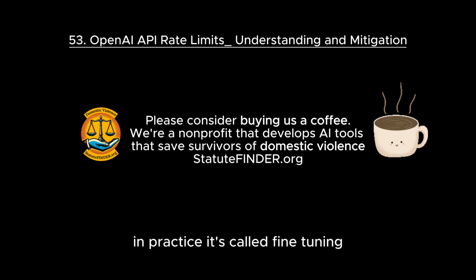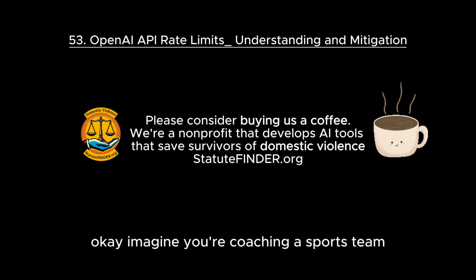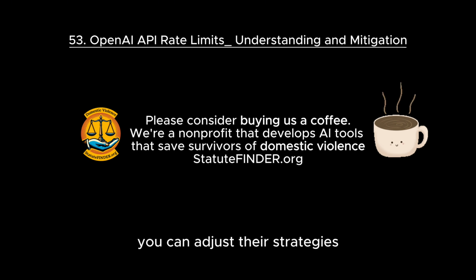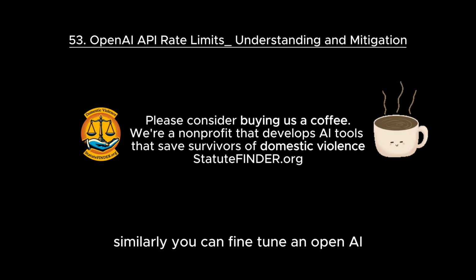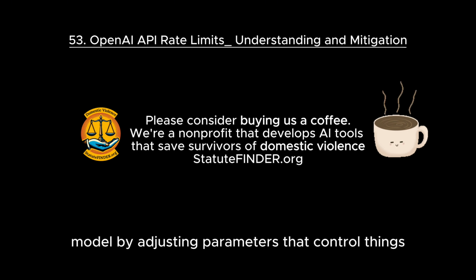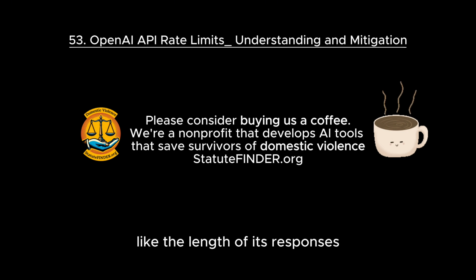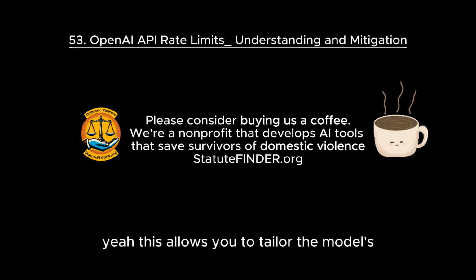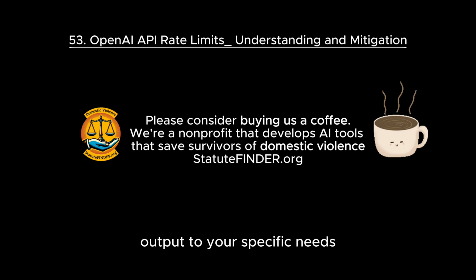It's called fine-tuning. Imagine you're coaching a sports team. You can adjust their strategies and techniques to suit a particular opponent or playing style. Similarly, you can fine-tune an OpenAI model by adjusting parameters that control things like the length of its responses, its level of creativity, and so on. This allows you to tailor the model's output to your specific needs.